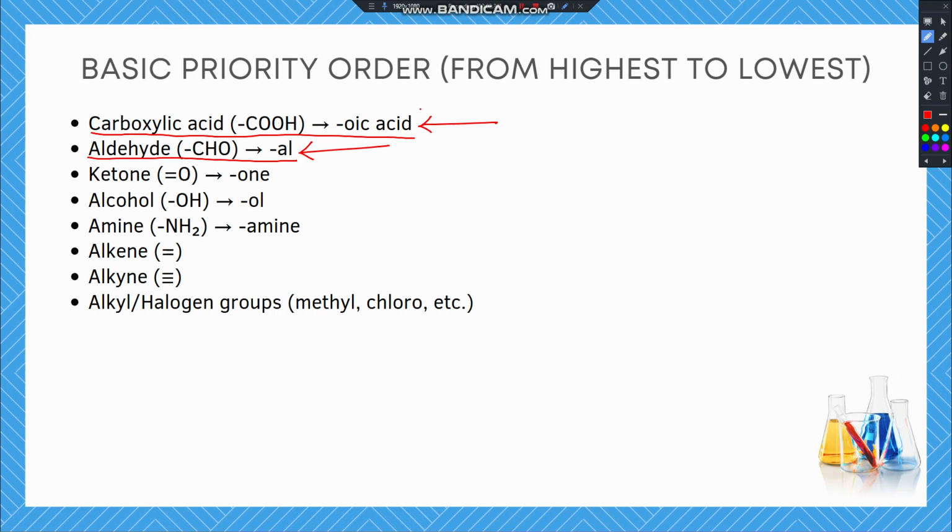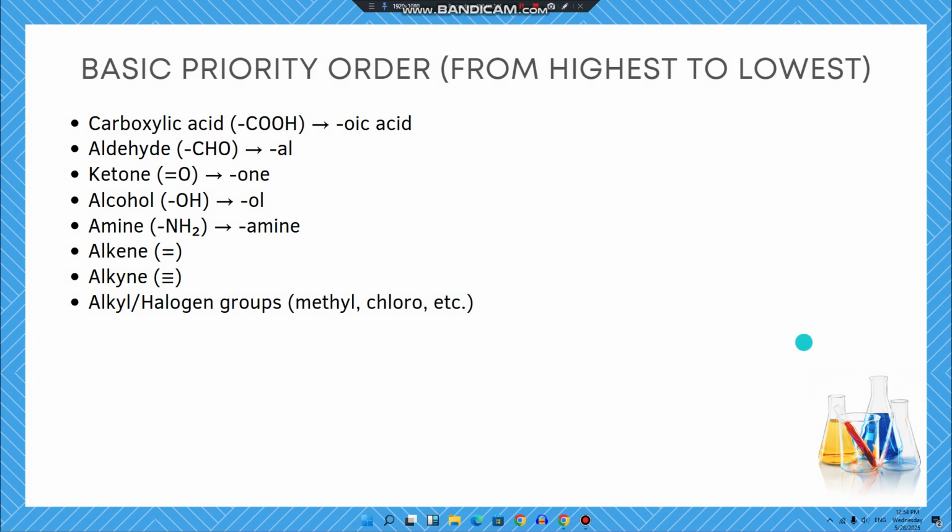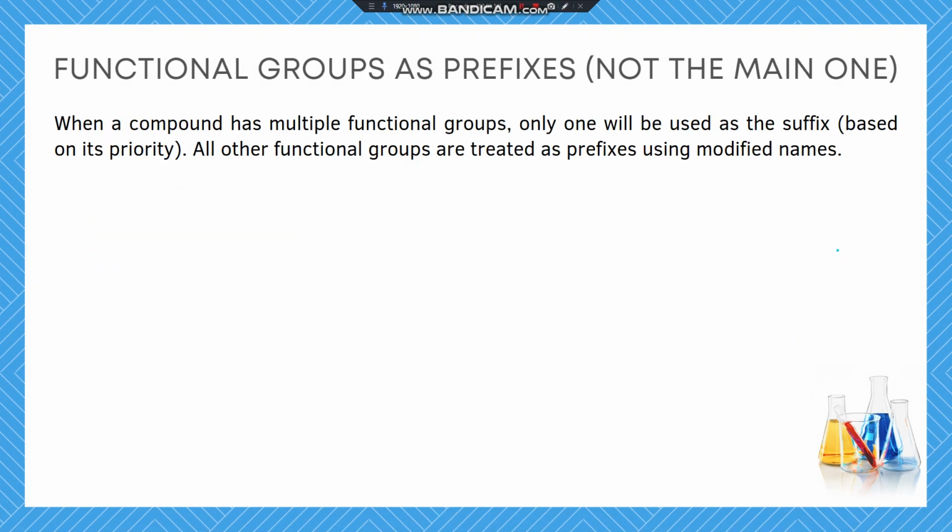And if there is a carboxylic acid functional group and an aldehyde functional group, it means that this one over here will become the prefix, while this one will become the suffix, because this one is higher than this other one. And the next on the list is the ketone. The next is the alcohol, amine, alkene, alkyne, and then we have the alkyl or halogen functional groups. So now that we have seen the priority order from the highest to the lowest, let's deal with some examples.